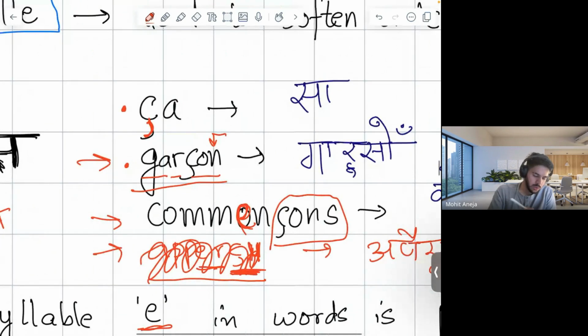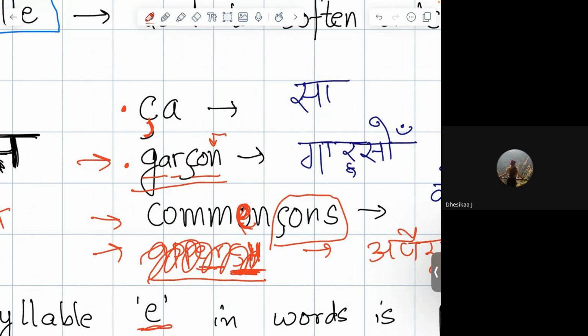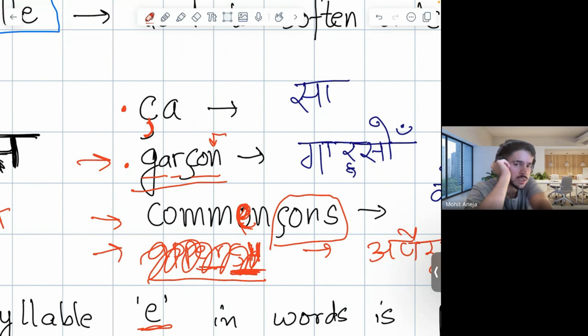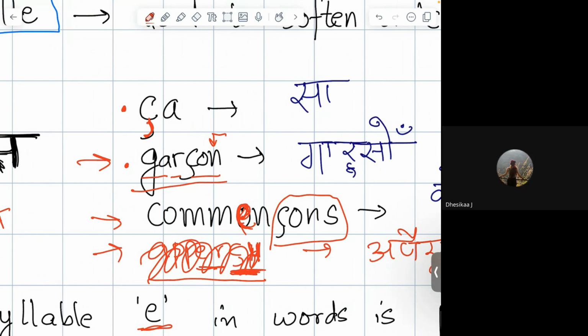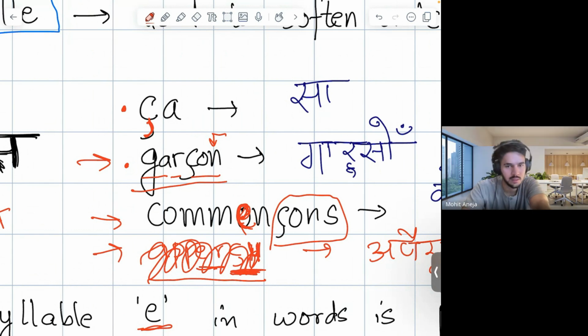Okay. This one is a little badly written, but bear with me with the handwriting. This is comment ça. Can someone say this word for me? Kriti, can you say this? Comment ça. It's not comment, ça. Can you repeat that once again? Comment ça. Yes, that's correct.